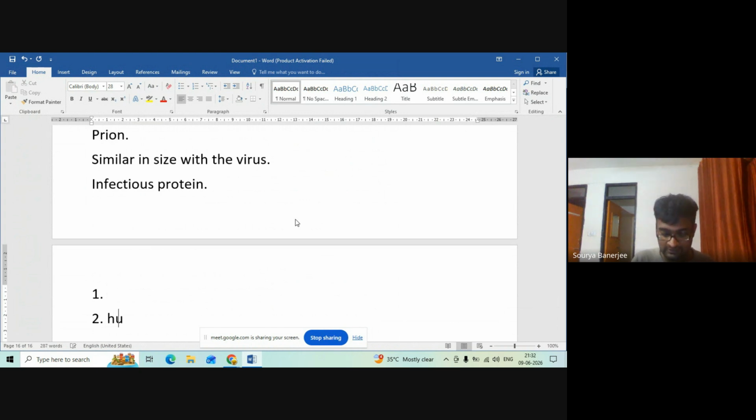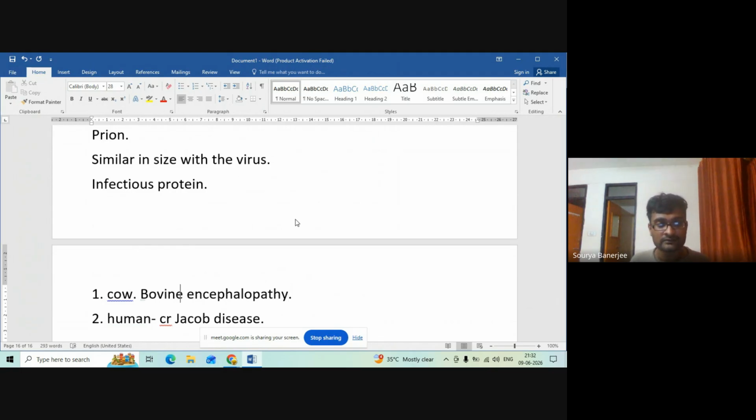So the first example in case of human is Creutzfeldt-Jakob disease. This is caused by prion, and in case of a cow, there is a disease called bovine spongiform encephalopathy. Okay, so this concludes our whole chapter.